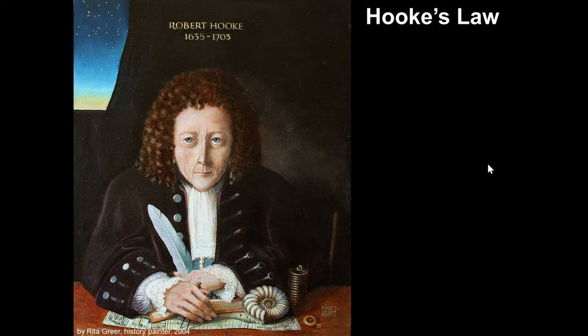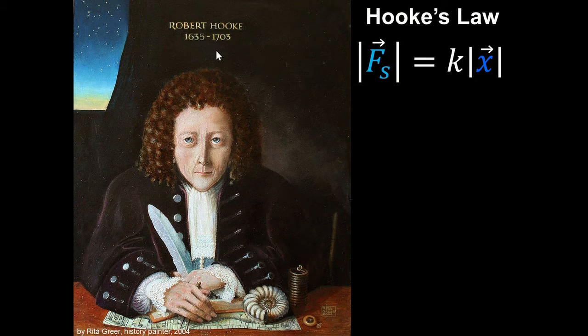Hooke's law was discovered by Robert Hooke. An interesting thing about Robert Hooke is that he and Isaac Newton did not get along. Isaac Newton thought that Hooke was dishonest and didn't give credit to Newton for some of Hooke's discoveries.